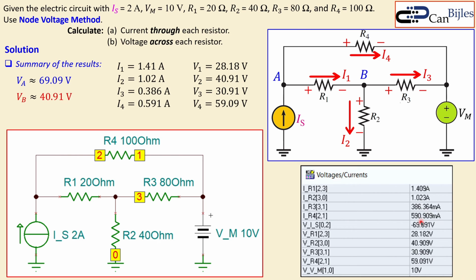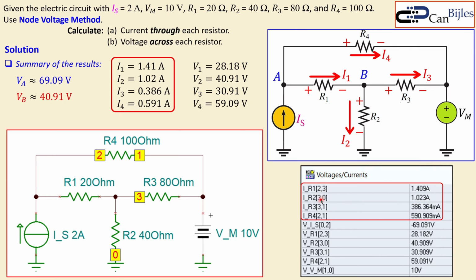You see several values here. Let me just make a box around this part. These are all the currents in red. And these are the currents we have calculated. So I1 in the calculation is 1.41. If I look at this, I underscore R1 is 1.409 amps. So very close to what we have calculated. Looking at I2, it is 1.02 amps. And it's also very close to 1.02 amps for I2.